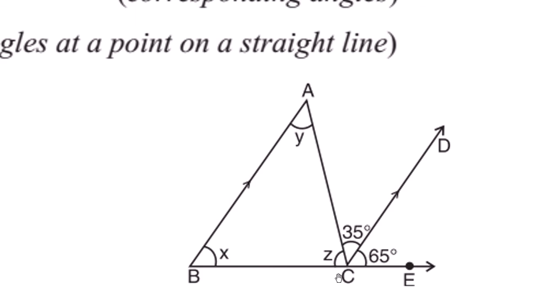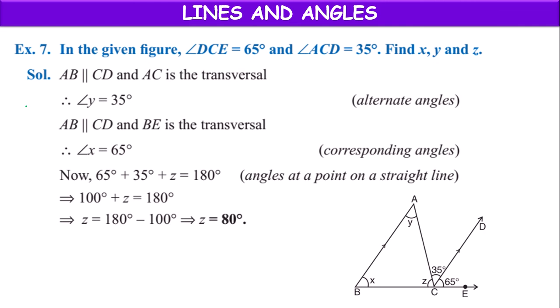If you observe these three angles, Z, 35 degrees, and 65 degrees, they are lying on the same straight line at point C, on the same side of the line. So according to the straight angle concept, the sum of the three angles will be 180 degrees. That concept we can use.